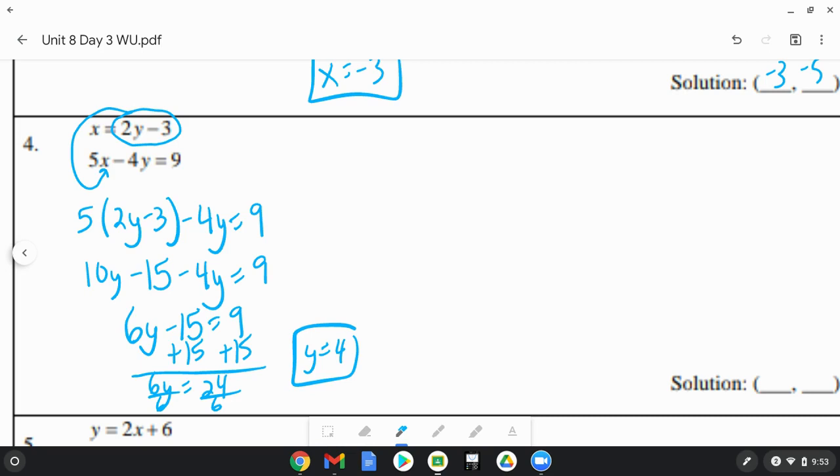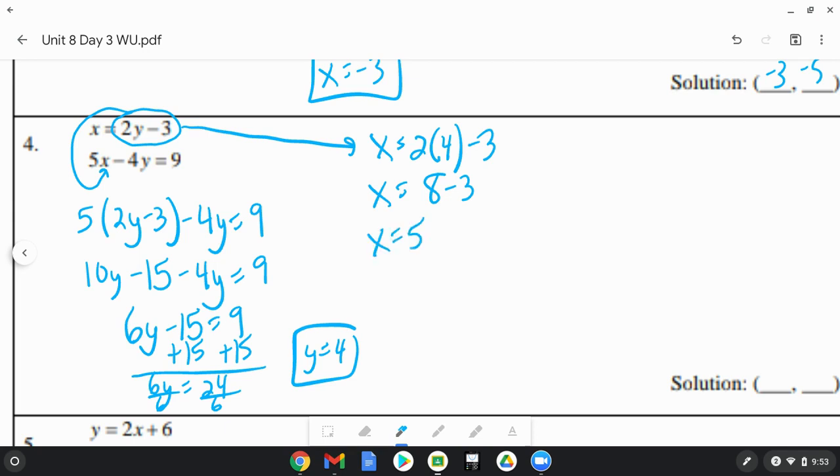We plug it into what I circled. So now that would be x equals 2 times 4 minus 3. So that would be 8 minus 3, which is 5. So now my answer is 5, 4. Questions on that?